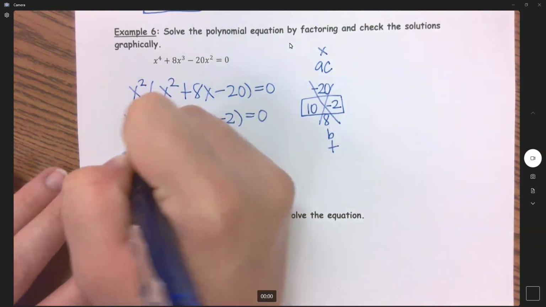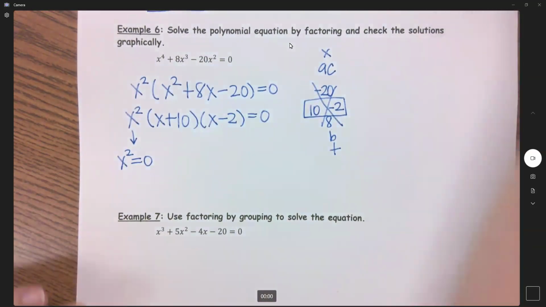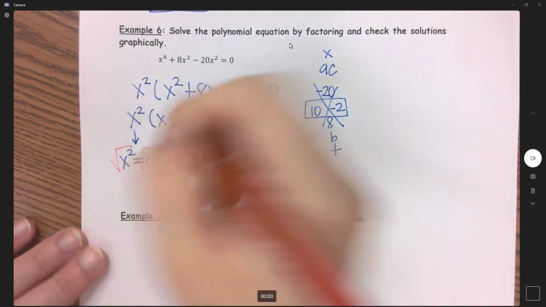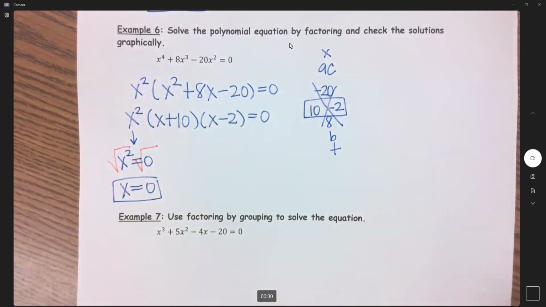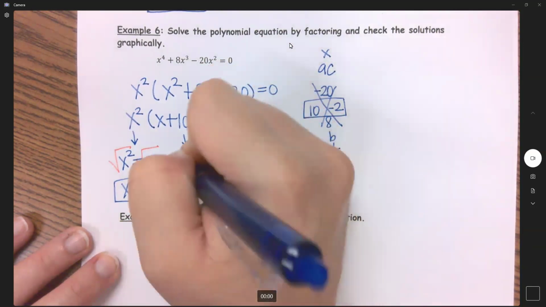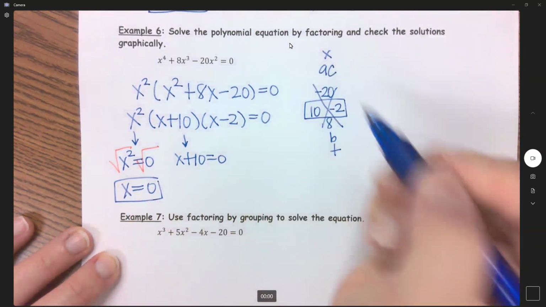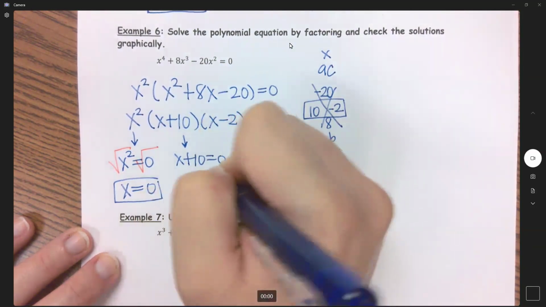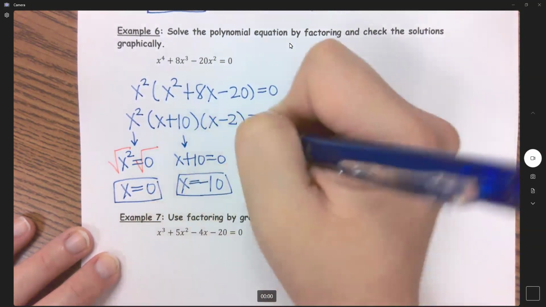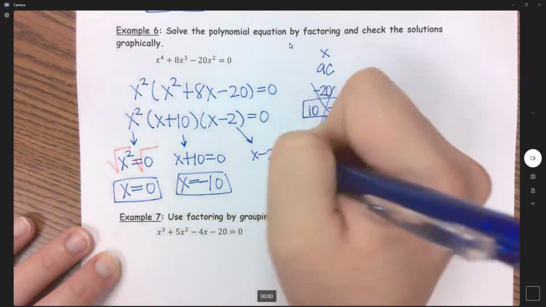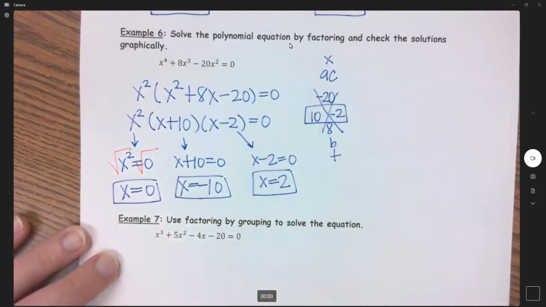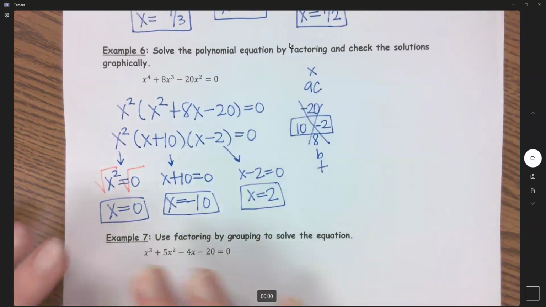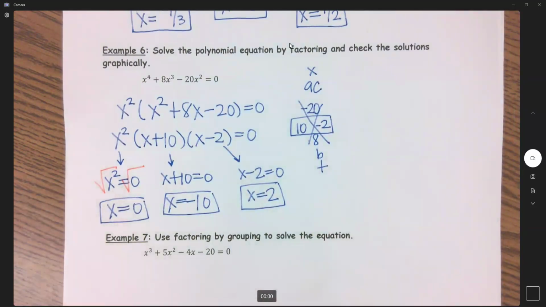Now I'm starting where this one started. So we have x squared equals 0. To get x by itself, we'll take the square root of both sides, and the square root of 0 is 0. We get x equals 0. Then I have x plus 10 equals 0. Subtract that 10 over, and we get x equals negative 10. And then last one, x minus 2 equals 0. So x equals 2.